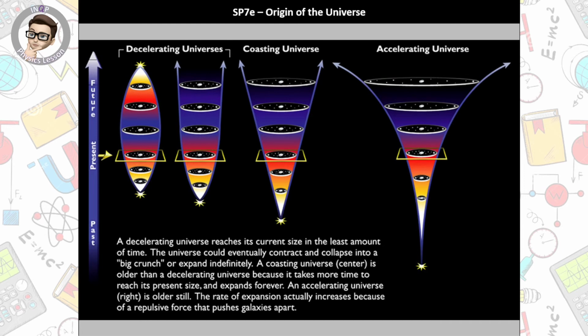Well, we've got four different options. Now, you don't have to know this for your GCSEs, but I think this is really important to kind of finish off this topic on astronomy.